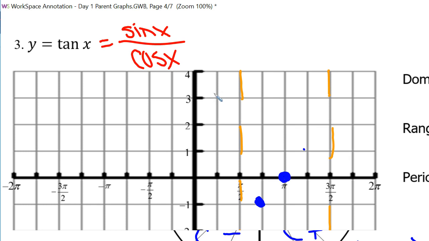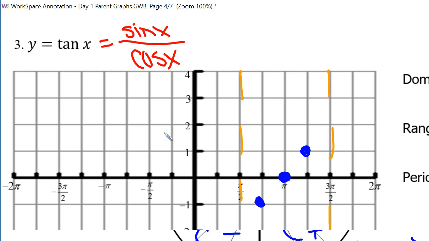And what does it look like we'll have between those two vertical asymptotes? Cubic. The left arm points down, and the right arm points up. And that is one complete cycle of the tangent parent function. So how many units long is this? We went from pi over 2 to 3 pi over 2.